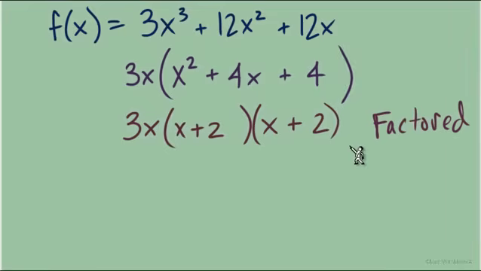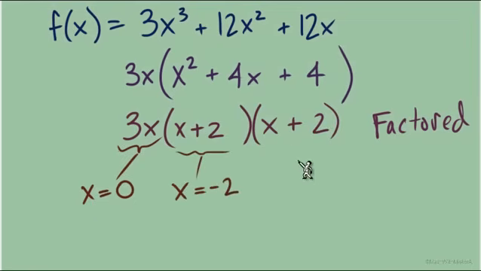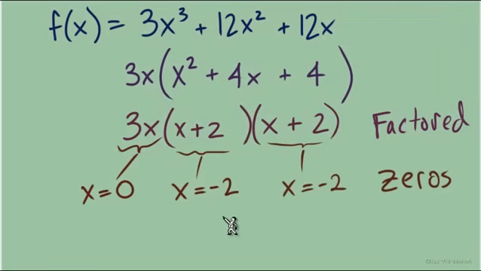We can talk about what the zeros would be. If we set each of these factors equal to 0, 3x equals 0 basically tells us that x has to equal 0, and each of these other factors lead to solutions of x equals negative 2. So there are the zeros.